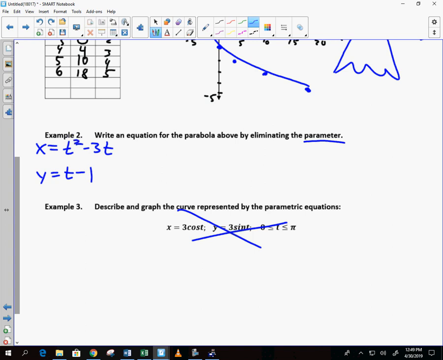Erase it. Okay, I like that idea. It's another option that would have more mathematical thought to it. What if I went like this? What if I said that y plus 1 was equal to t? What could I then do with y plus 1? Substitute it in for t. We call this eliminating the parameter. So we're going to get t to go away. So now I have x is equal to y plus 1 quantity squared minus 3 times y plus 1.